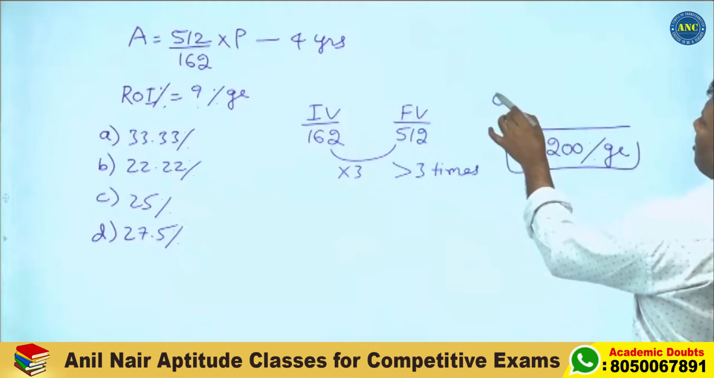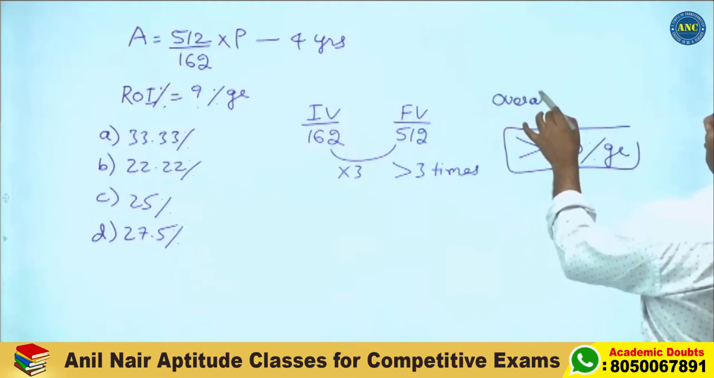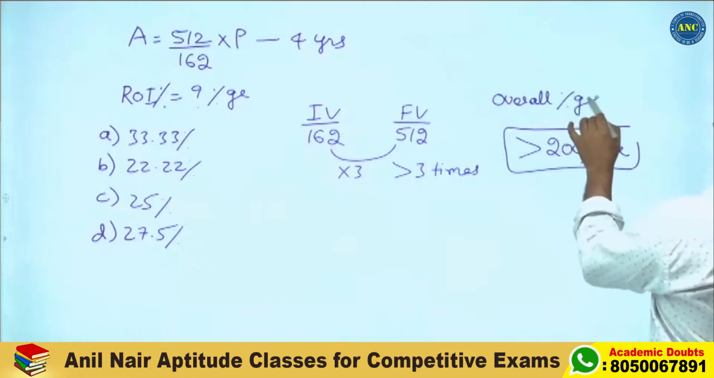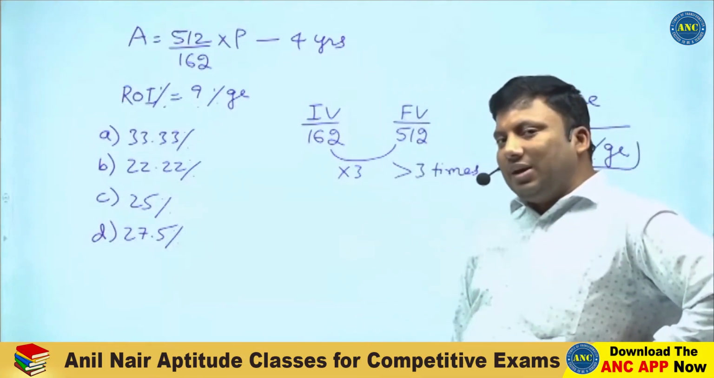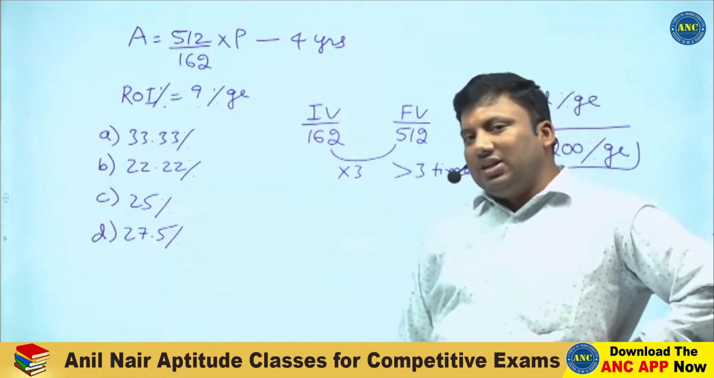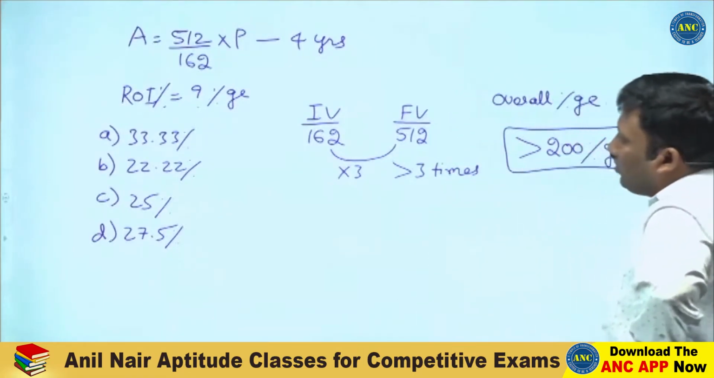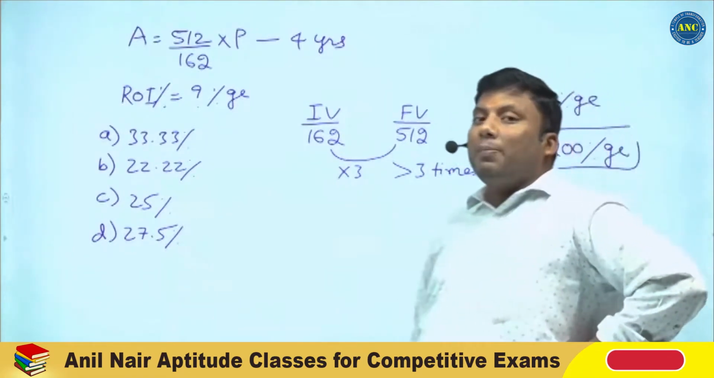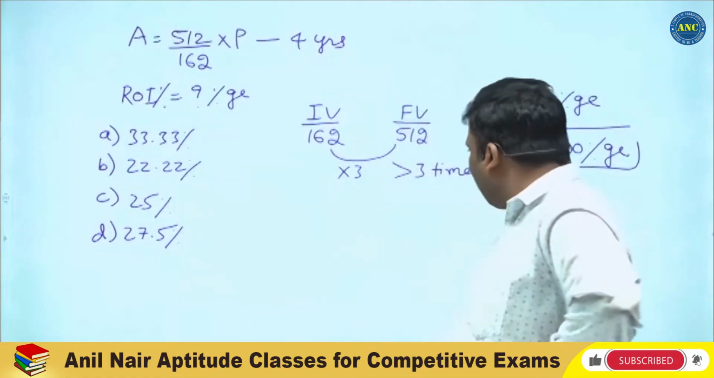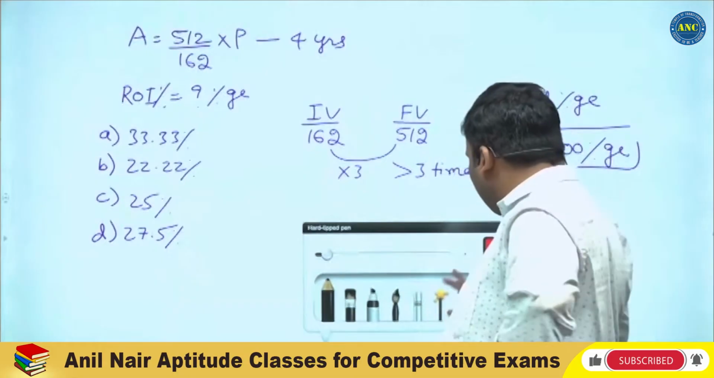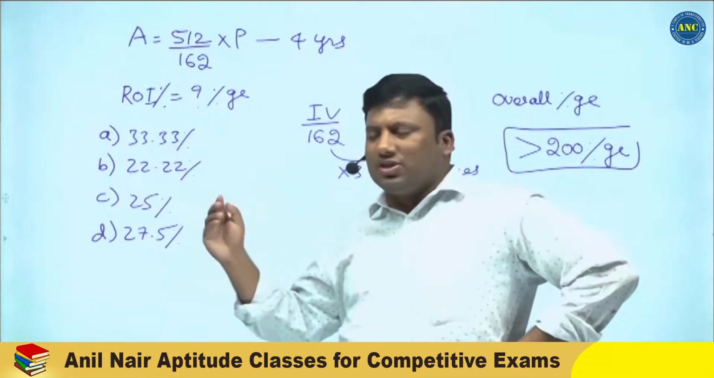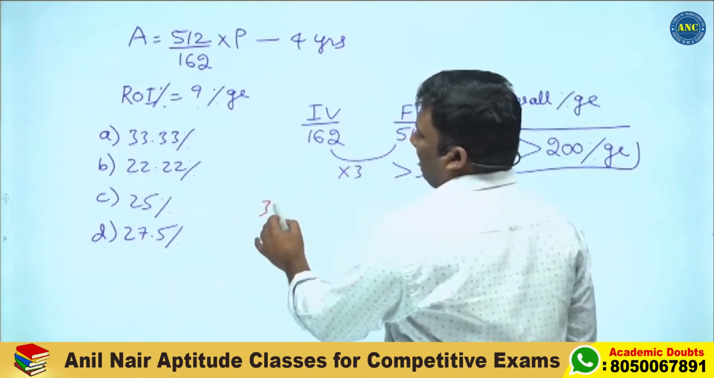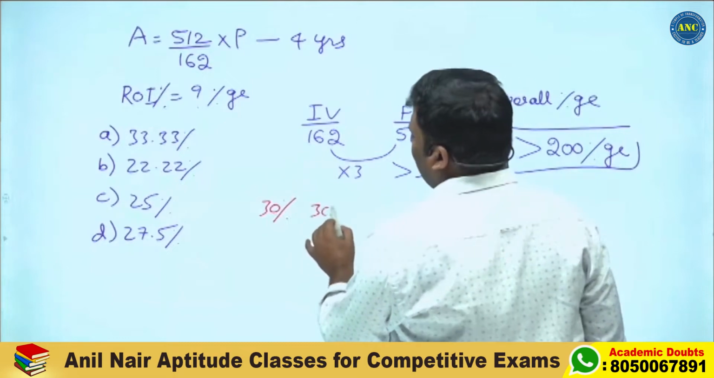Overall percentage increase. If final value is k times the initial value, percentage increase will be k minus 1 into 100. So overall percentage will be greater than 200 percentage. These are all little complicated values. Let me take 30 percentage, 4 times. It is in 4 times, right?